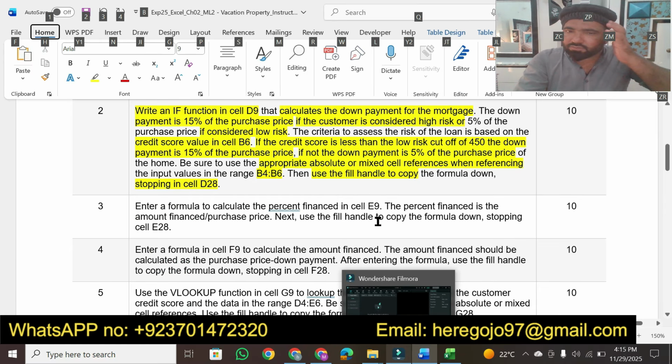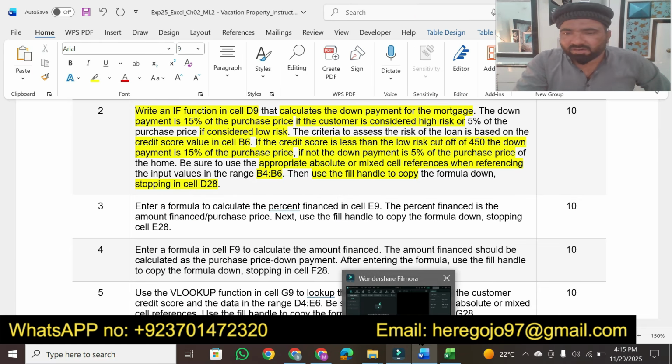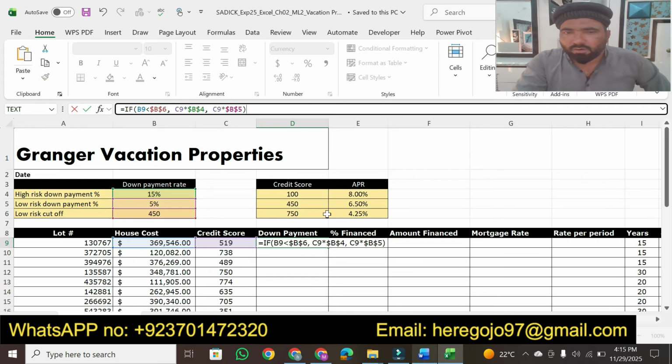Okay, so after reading the instructions we get the idea and just make a formula here: if B9, meaning the house cost, is less than B6, meaning the low risk cutoff, then C9, the credit score, multiplied by B5. B5 means the low risk payment. Okay, else, sorry, first C9 multiplied by B4, that is the high risk payment.